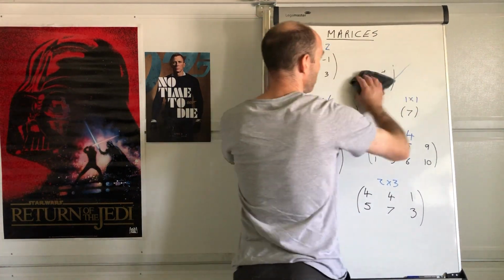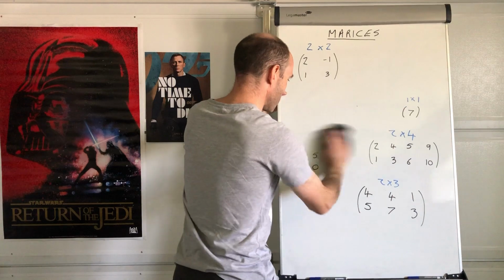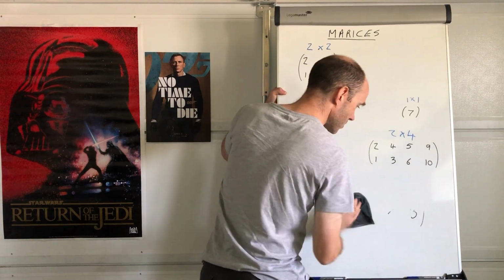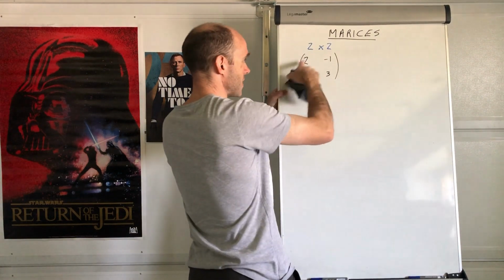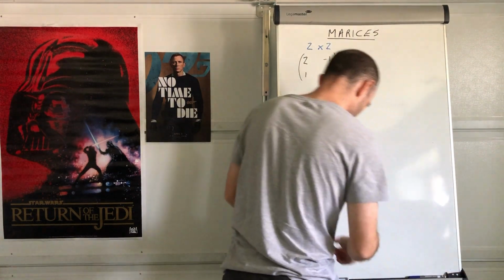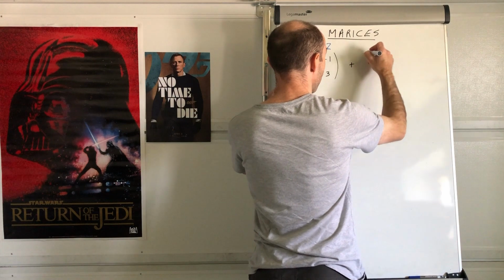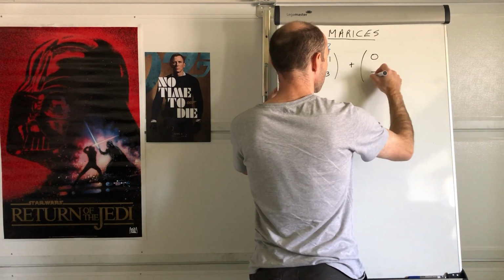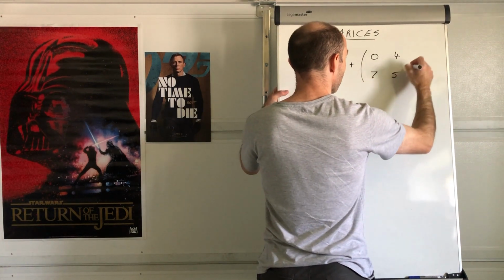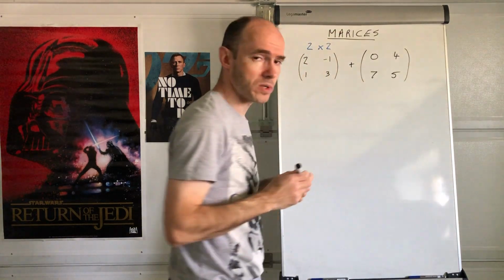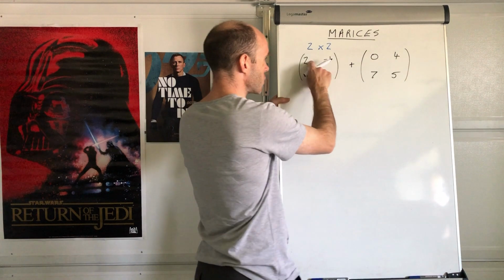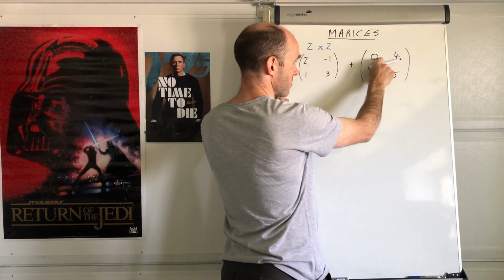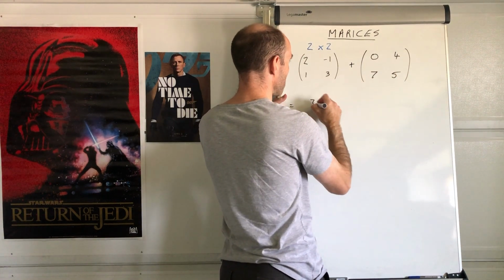So I'm going to keep that one there. Okay. And what I'm going to do is I'm going to show you how to add matrices together. Okay. So this matrix, matrix 2, -1, 1, 3, okay, I'm going to add that to another matrix. I'm going to add it to 0, 7, 4, 5, okay. What do you think we do? All we do is we add the corresponding elements together. All right, so 2 corresponds to 0, okay, so that's going to give me 2.